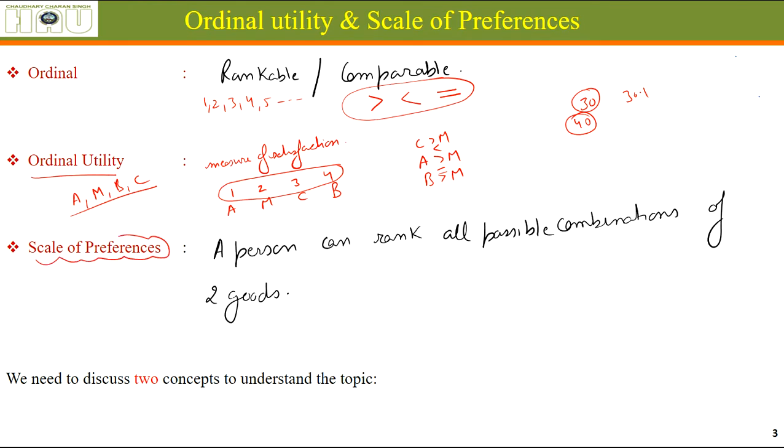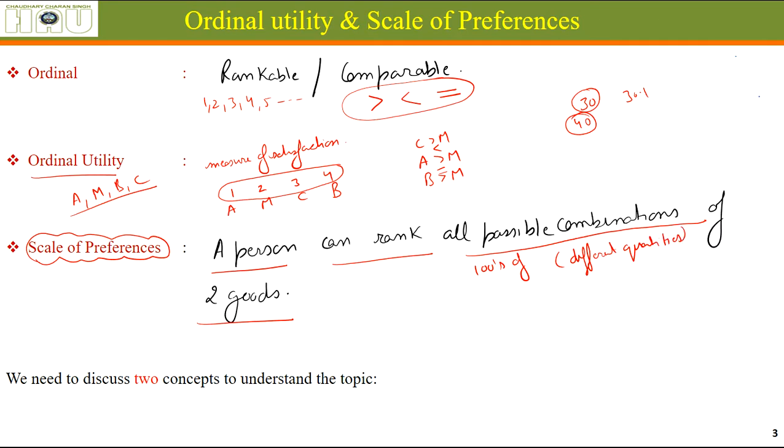What is a scale of preferences? A scale of preferences generally means a person can rank all possible combinations of two goods. All possible means there are, let's say, hundreds of combinations. Combinations means different quantities of two goods, and he can rank all of them. He can tell you whether he likes combination 1 more than 2, less than 2, equal to 2, or he can tell you combination 1 is equal to 3, 1 is equal to 4, 1 is equal to 5. Okay, he can rank like this.